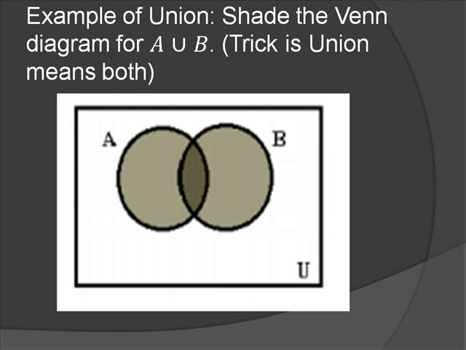So in this question we have a Venn diagram in which we have a universal set U, and sets A and B, and we are asked to shade the Venn diagram for A union B. We know that union means both, so we will shade A and B both in order to show our answer of A union B. So remember, the trick for union is both. Whenever you are asked to find union, you have to shade both the sets.